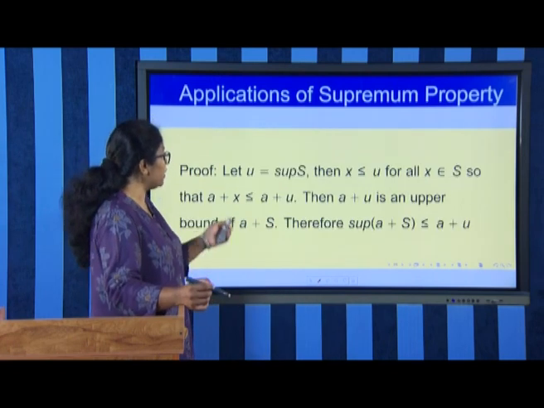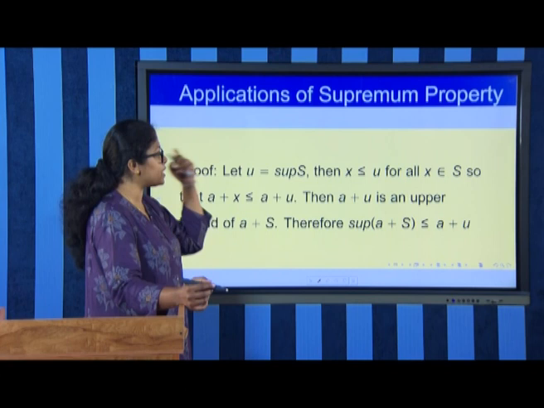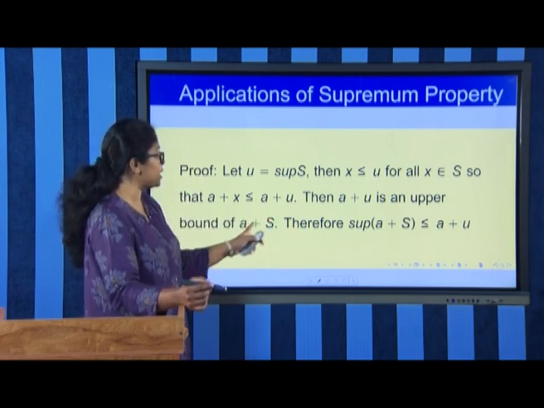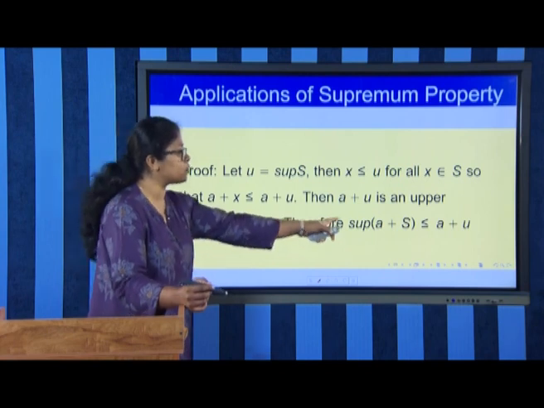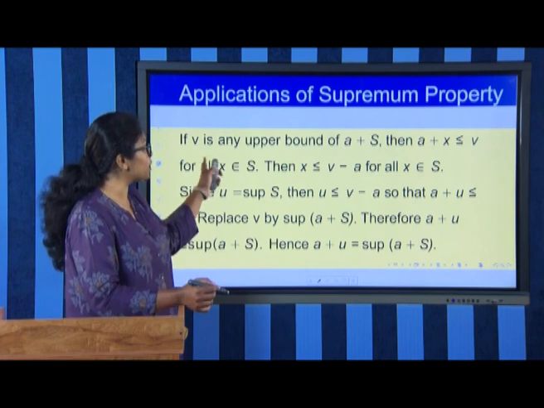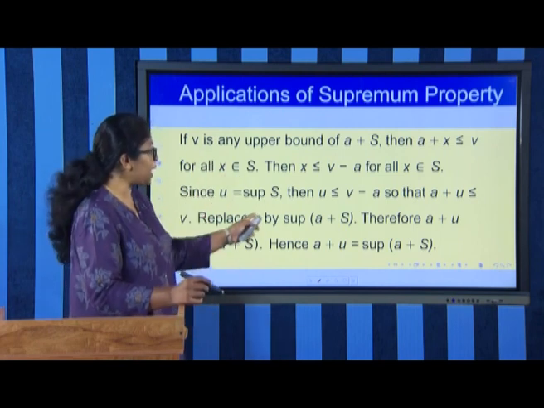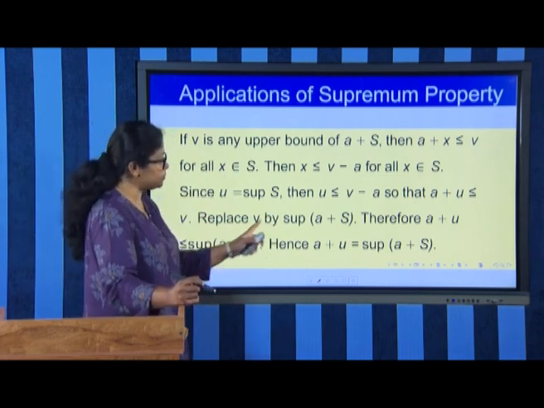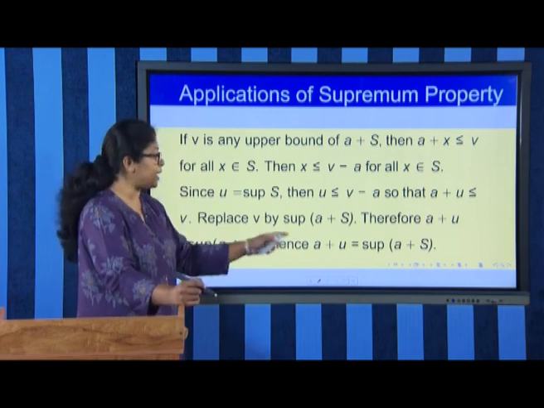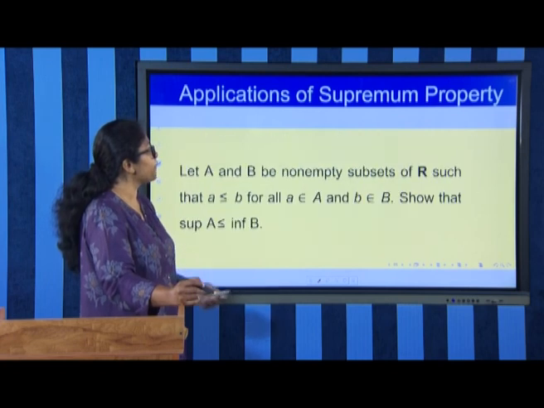So the proof is: given U is the supremum, then X is less than or equal to U. This is what we have just now seen. A plus U is an upper bound of A plus S, therefore supremum of A plus S is less than or equal to A plus U, and then we have taken B to be any other upper bound, and we have shown that A plus U is less than or equal to supremum of A plus S as well, and hence you have this result.